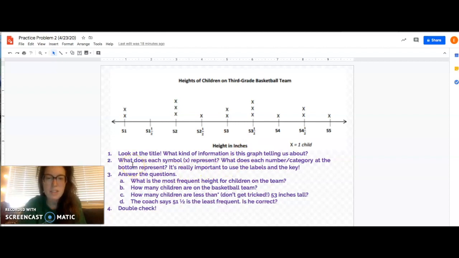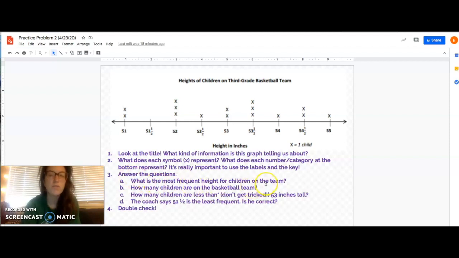What does each symbol represent? Well, I know that each X, just like in our last problem, represents a person or a child. And at the bottom, these are the heights, and our unit is inches. Again, it's really important to use those labels and the key to help you understand what's going on in the problem. Then we'll answer the questions.